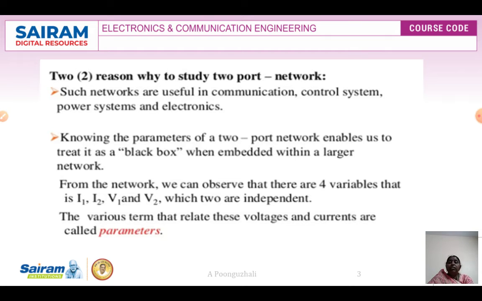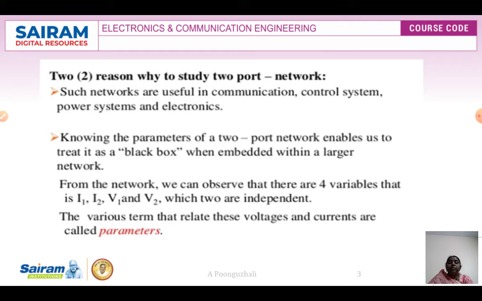Why are we going to study two-port networks? We use two-port networks in communication systems, control systems, power systems and electronics, that is, to analyze a circuit. We can call that linear network a black box, embedded in a larger network. Here we have four variables, I1, I2, V1, V2, where any two variables are independent variables.